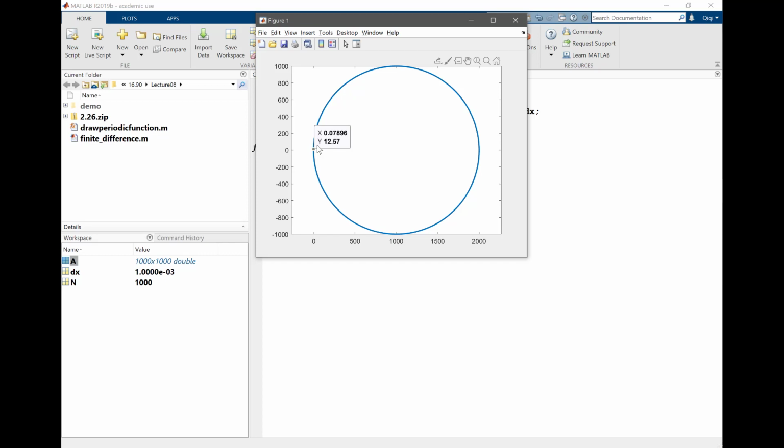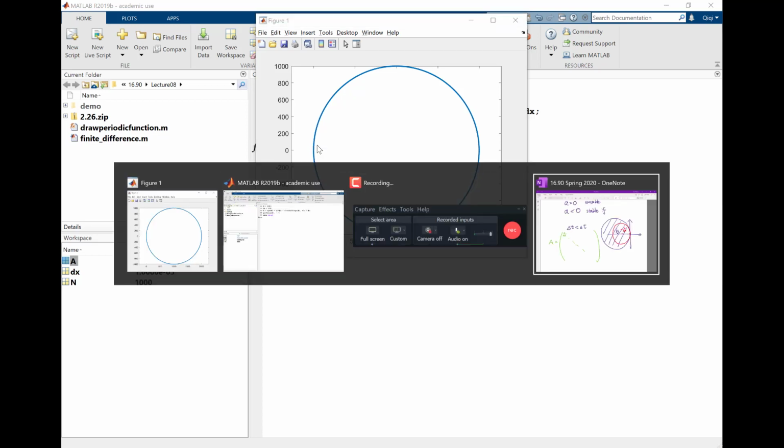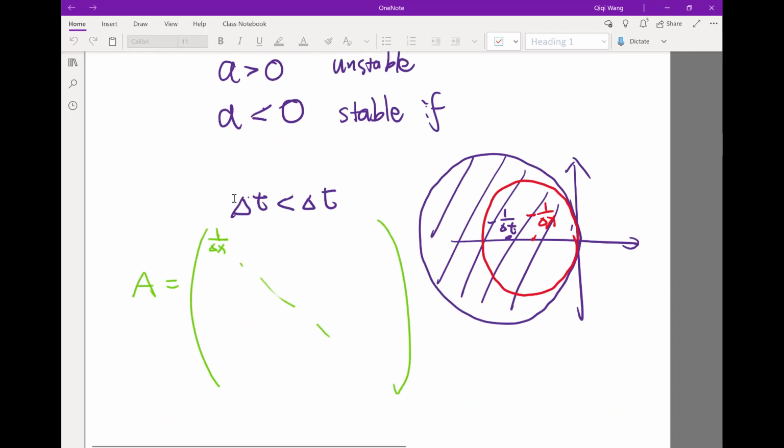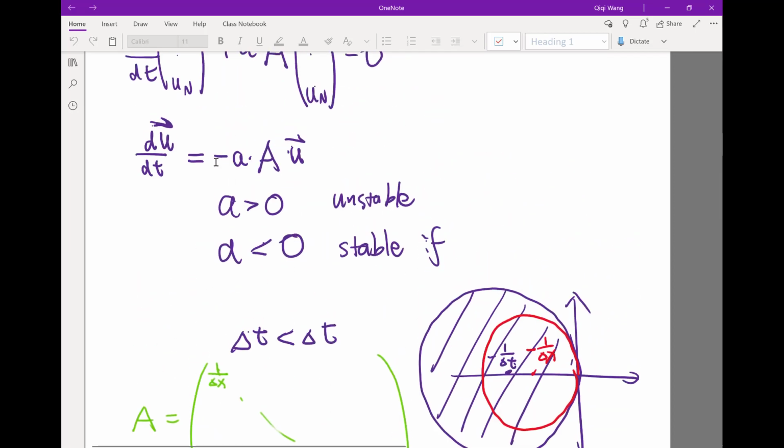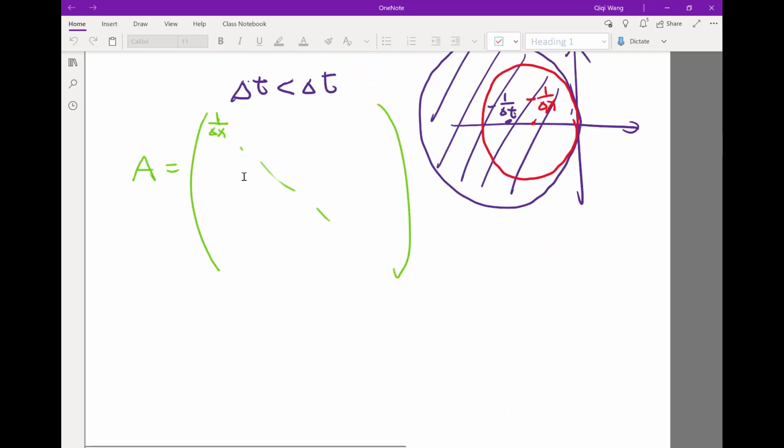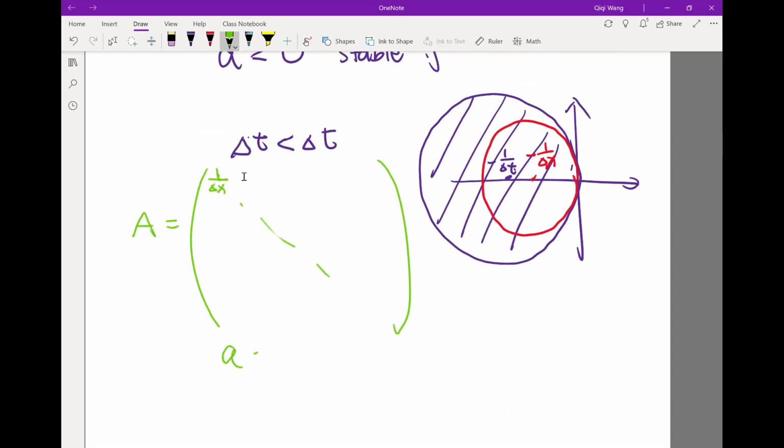What it means is that now my scheme is stable for A greater than 0, right? If A is greater than 0, remember we are multiplied by negative A times the matrix. So if A is positive, I now get negative eigenvalues. I can have a stable scheme. And vice versa, when A is less than 0, I get unstable. So this matrix means A less than 0, unstable. A greater than 0, stable. Again, if my delta t is less than delta x.